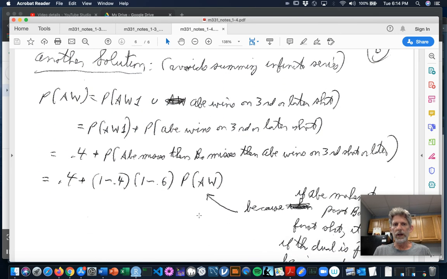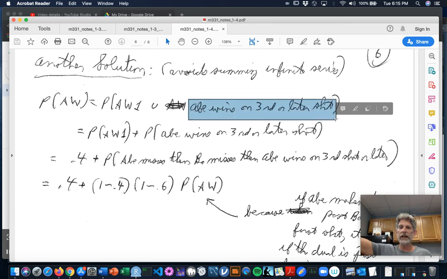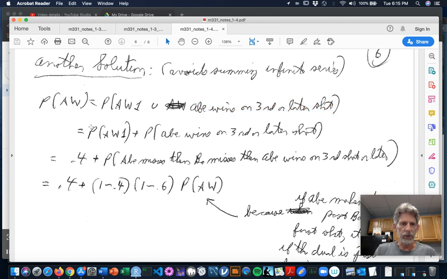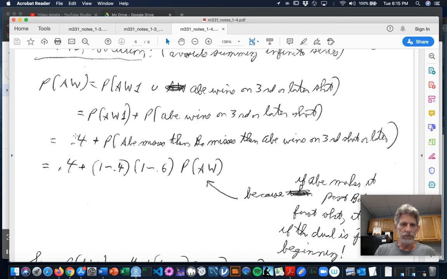While we're at it, let me show you another solution that sort of avoids summing the infinite series, and also gives you more insight into how independence can shift your mode of thinking. Probability that Abe wins. Let me think of it as the union of two events. The probability that he wins on his first shot, union with the probability that he wins later on, shot 3 or later. Now those are disjoint, so it's the sum of those two probabilities. And the first one is easy, it's 0.4.